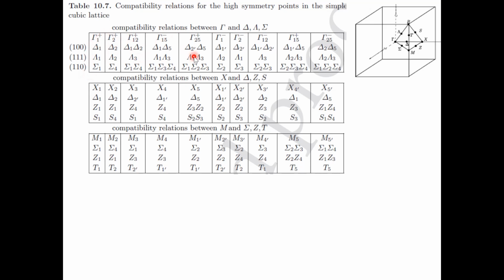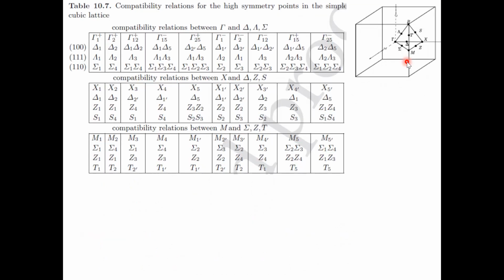So along these directions, 100, 111, or 110 directions in the Brillouin zone, how each of the gamma point states should decompose or split their degeneracies when we go in the delta, the lambda, and the sigma directions. Okay, so these are examples of compatibility. You can also have compatibility between X and directions that go away from X, like the delta, the Z, and the S direction, and compatibility between M and directions that go away from M, which are sigma, Z, and T. Okay, so this is all done, and we can use all the results that are in the literature or in books.